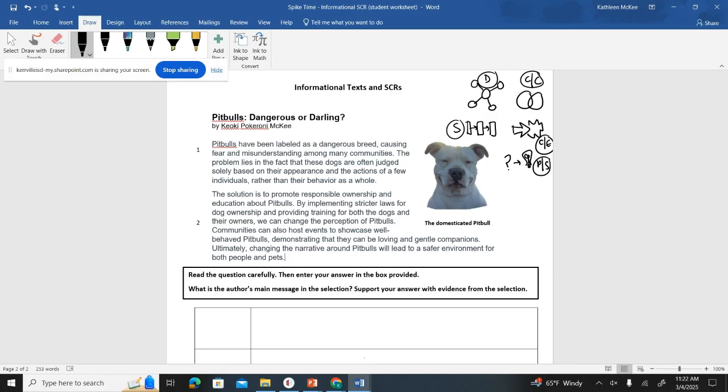Okay, so pause the video, let people kind of catch up, talk about your signal words, and as a class, decide what text structure is being used in here.